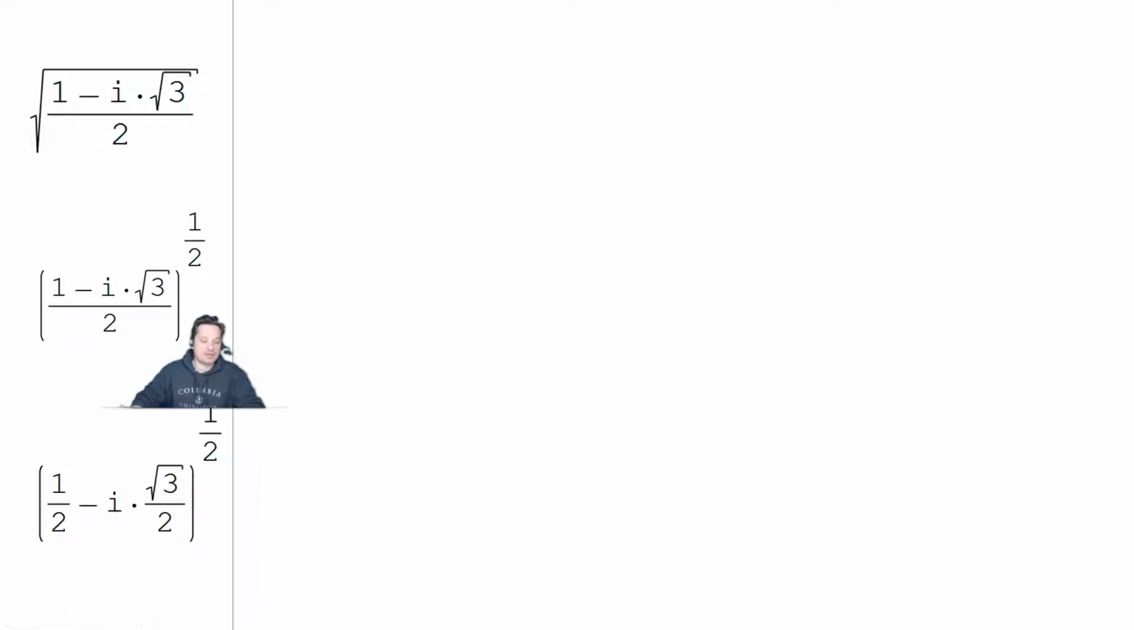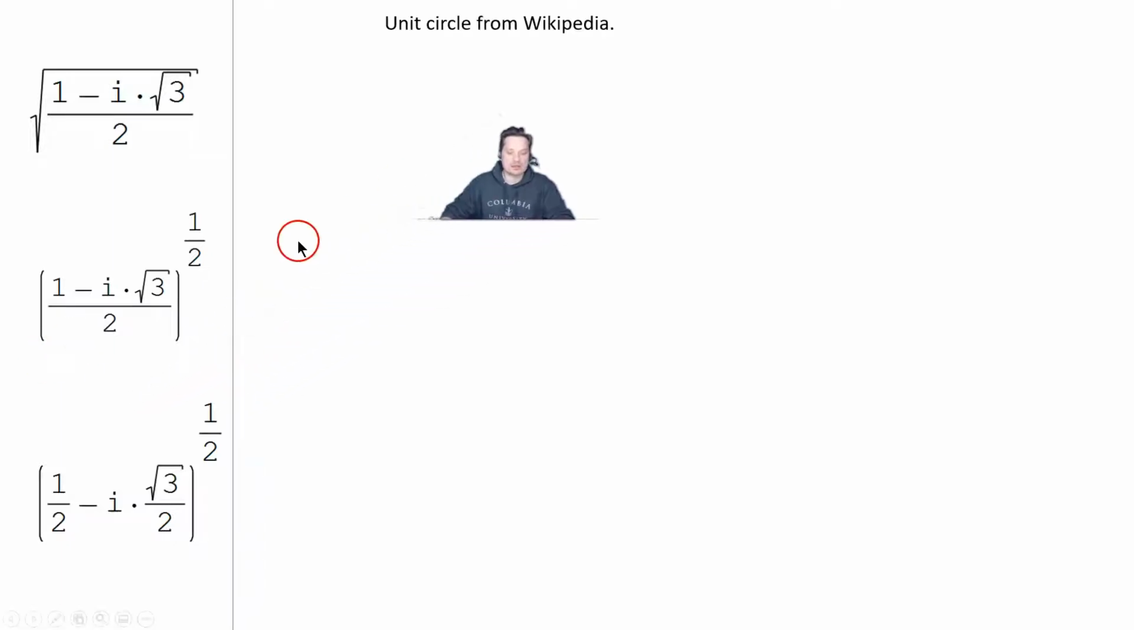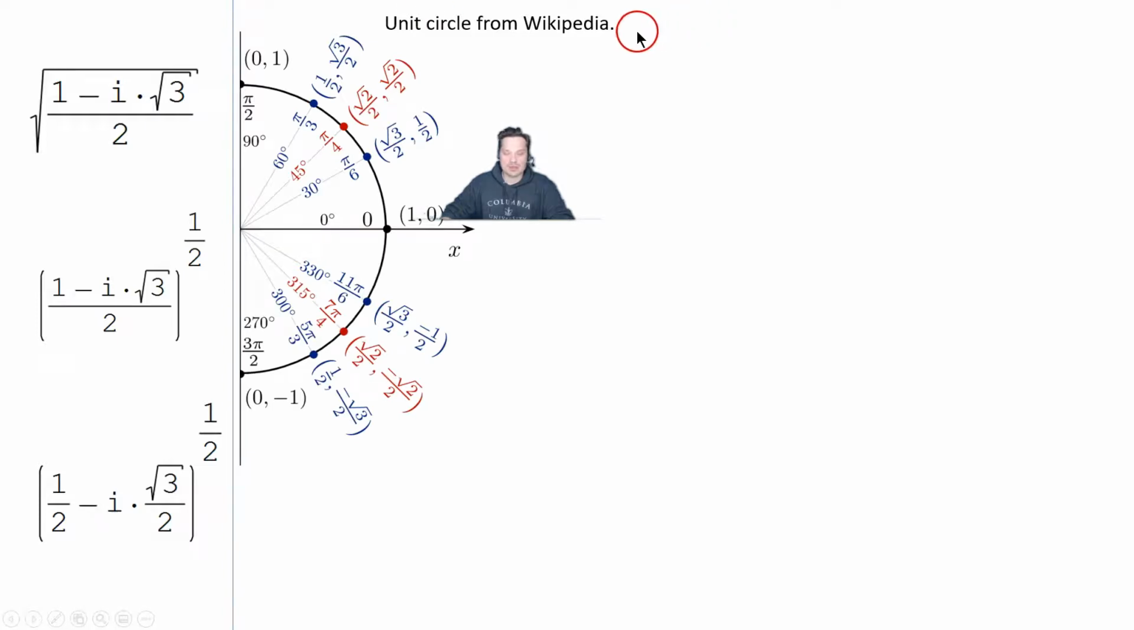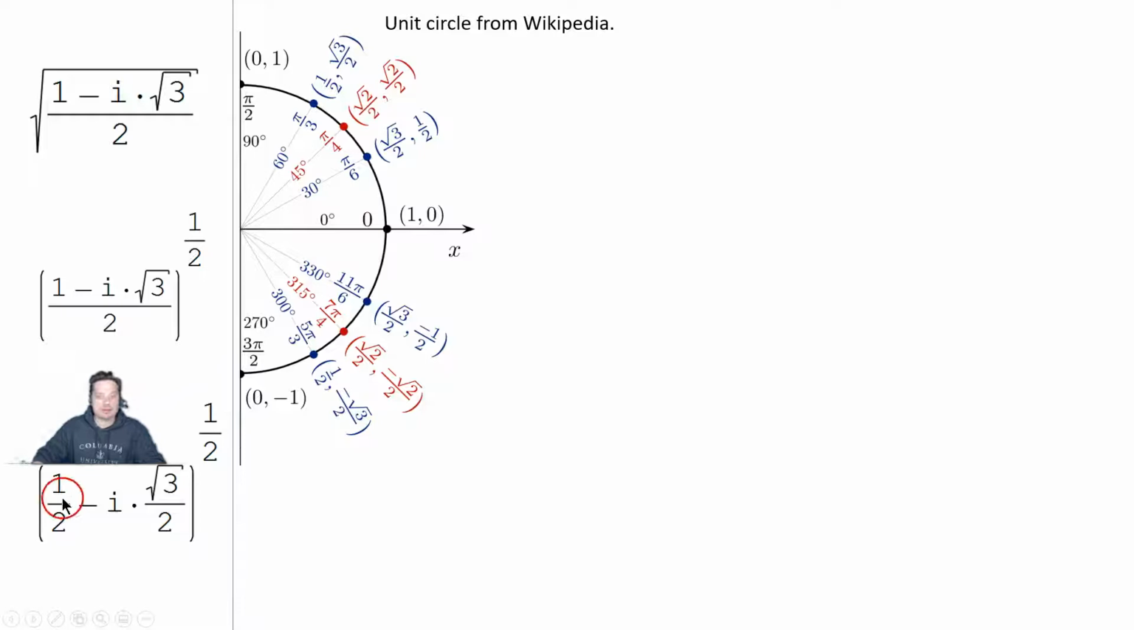From here, the next stage is to take a look at the unit circle. I got this from Wikipedia just for reference. Notice that here we have 1/2, which corresponds to the x-coordinate of a point, and the negative root 3 over 2 corresponds to the y-coordinate of a point. If you look at the unit circle, what does that correspond to? Well, I'll show you. Take a look.